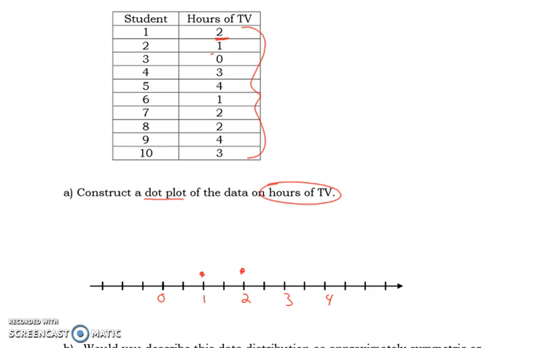I have a dot at 1 because the second student watched for an hour. I have a point at 0 because the third student didn't watch any TV. I have a point at 3, a point at 4, a point at 1, a point at 2, a point at 2, a point at 4, and a point at 3. So we literally just plot points for each of those data values for the hours of TV.